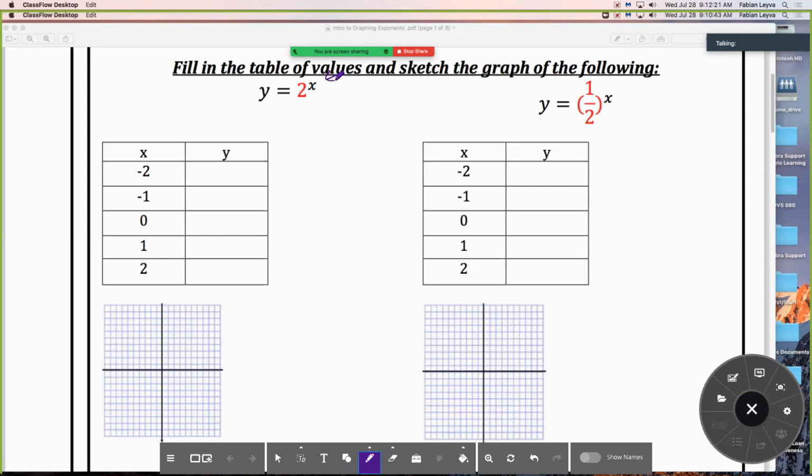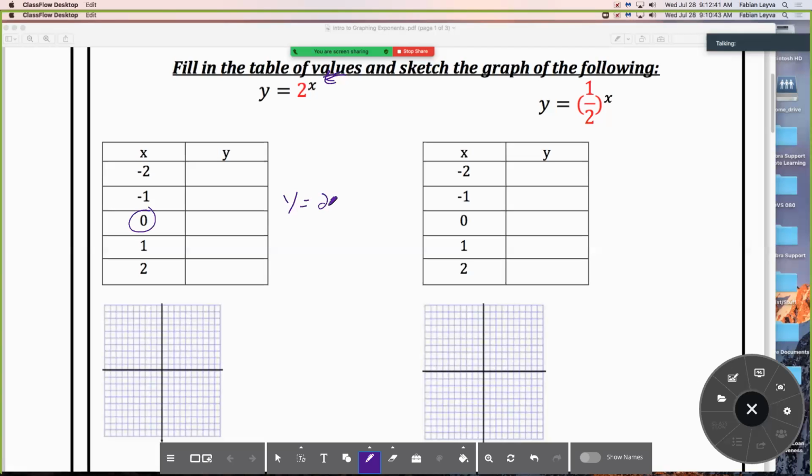But moral of the story is that in both of these situations, we have a variable in the exponent, which means we have an exponential equation. Now, let's go ahead and plug in some values. I'm going to start with 0 because there's a little thing you have to remember whenever you have a 0 as an exponent. So let's plug in that value and see what we end up with.